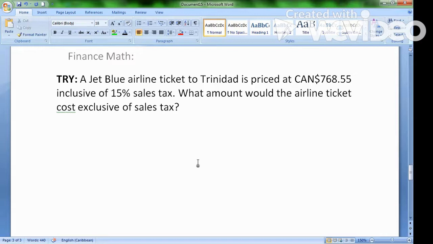And then after that, to find the rest of it, I take away 155.28 from the 768.55 to get the second part of it, because one said inclusive of 15%, and then the other part said exclusive of the tax. So you add. You know what you do? You find 50% of 768, add it to the 768, and then subtract it from 768.